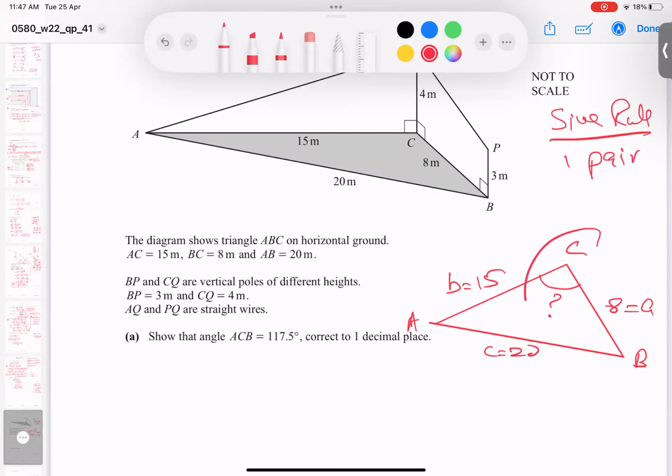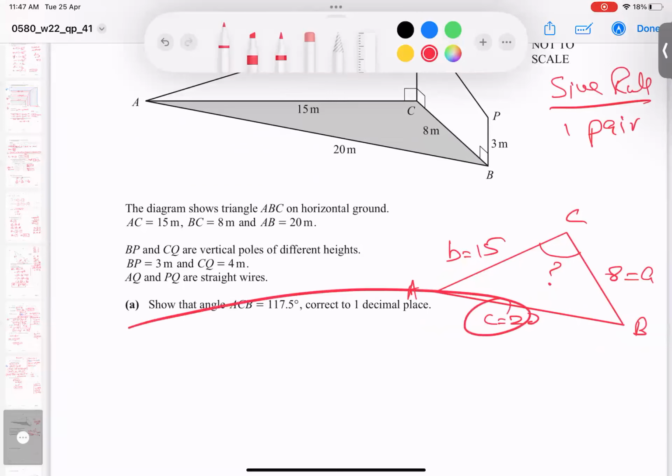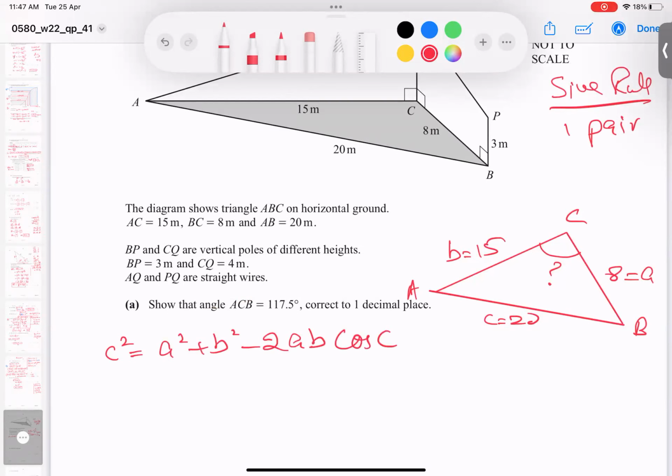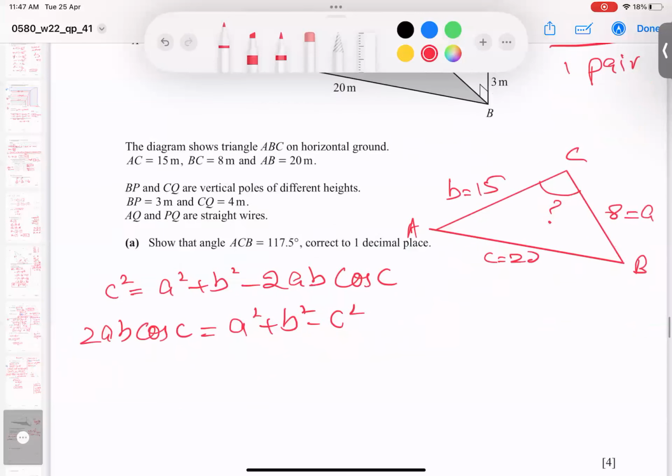So what is the cosine rule? Because I'm looking for angle C, I have 2 choices: directly use the formula or I derive it for you. So let's start from C. C square equals A square plus B square minus 2AB cos C. This formula is familiar. If not, I will derive it to find angle C. This whole thing goes to the left side and that goes to the right side. When C square goes to the right-hand side, it will look like this, and 2AB cos C goes to the left side. You have to memorize the formula which I derived for you.